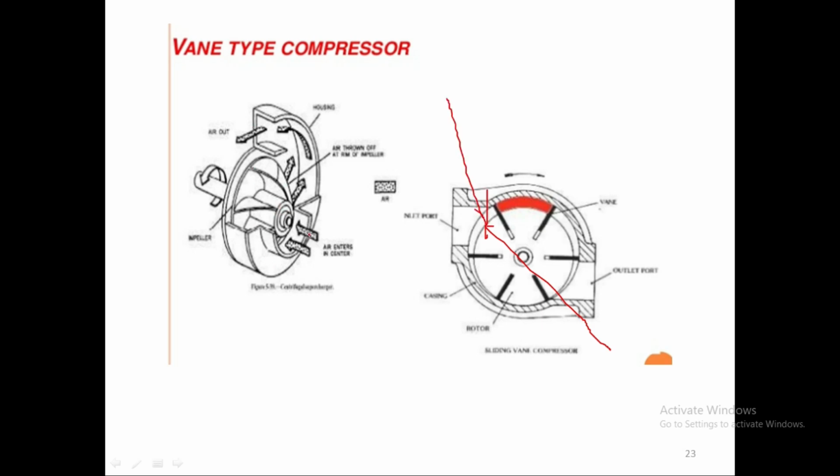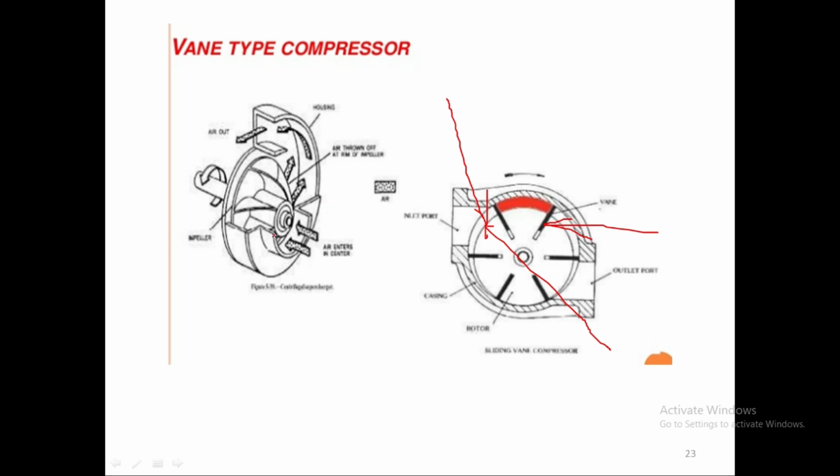So both the cylinder and the shaft are eccentric. They are not centrally joined. Because of that eccentricity, there is a gap between the shaft and the cylinder. In this gap is where the fluid will be trapped, and these are the vanes, the black ones. This vane can move in and out. This vane can move towards the center and can move out.